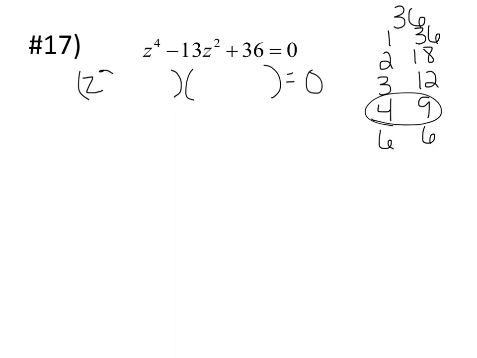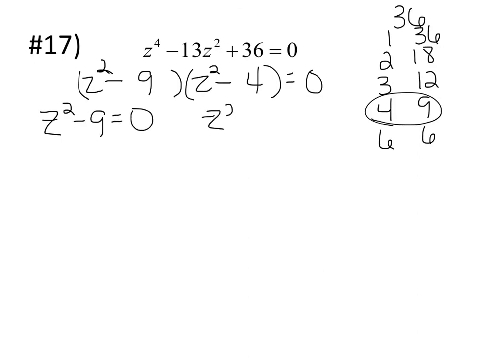So each house is going to get a z squared, because z squared times z squared is z to the fourth. Keep your first sign. If your first sign is minus, you change your second sign. Always write your larger number first. See if there's anything you can divide out of either house. In this case, there is not. So I've got z squared minus 9 equals 0, and z squared minus 4 equals 0.